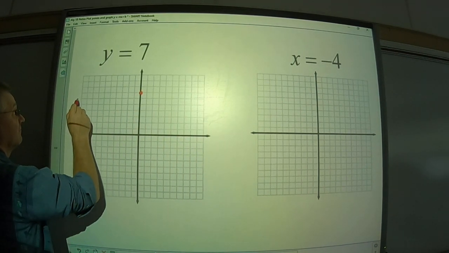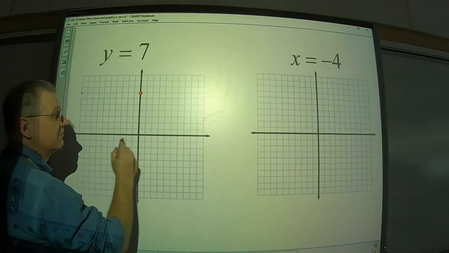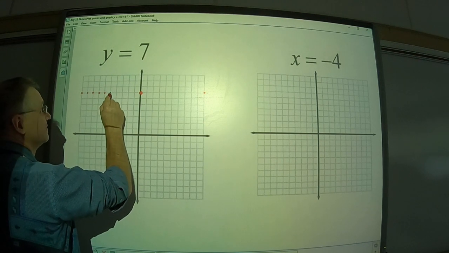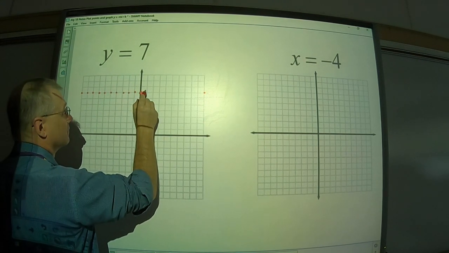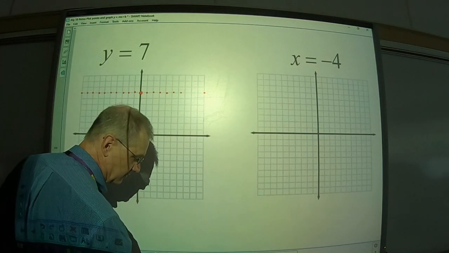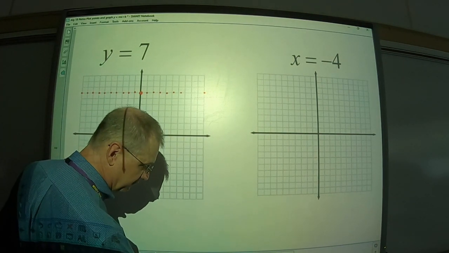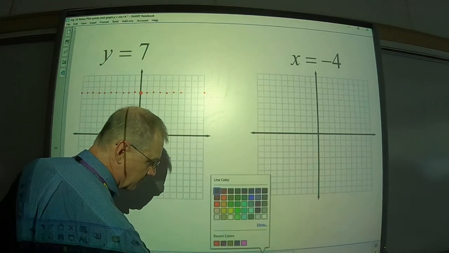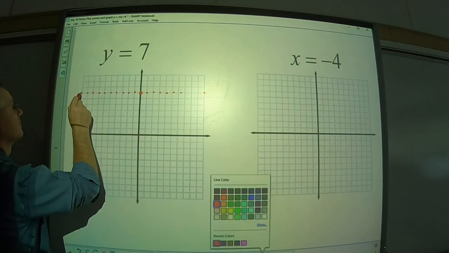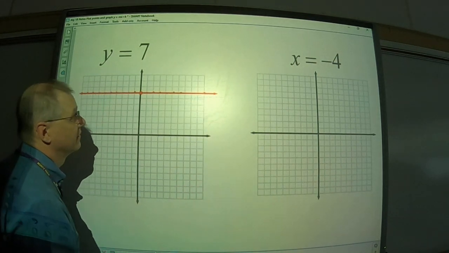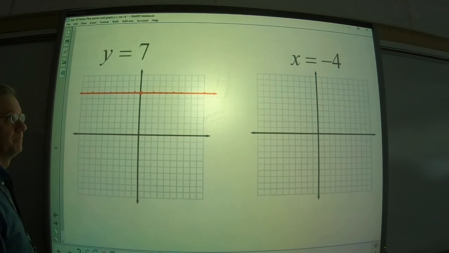So if x is negative 10, y is 7. If x is positive 10, y is 7. All the points in between. All right, so it doesn't really matter there. Let's get this graph drawn. And so it starts and continues through, and there is your line.